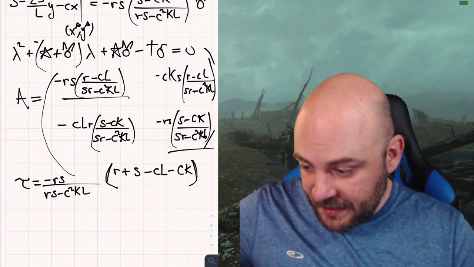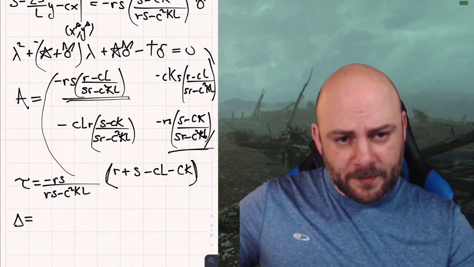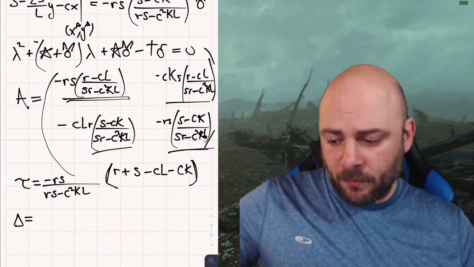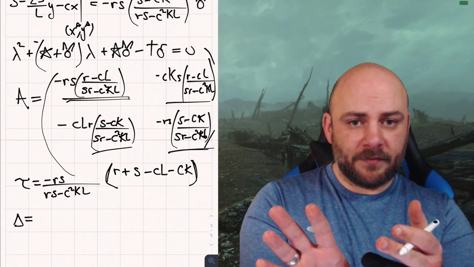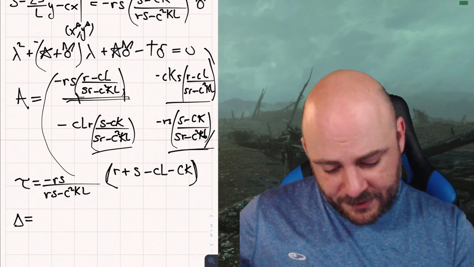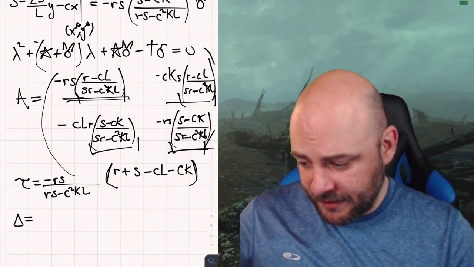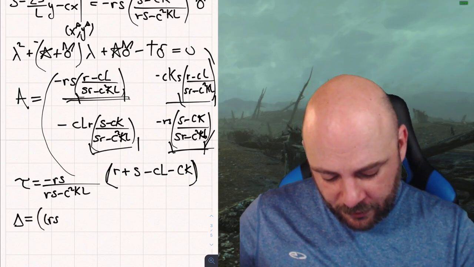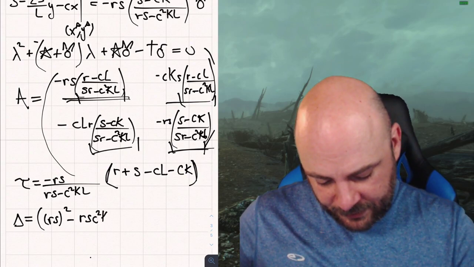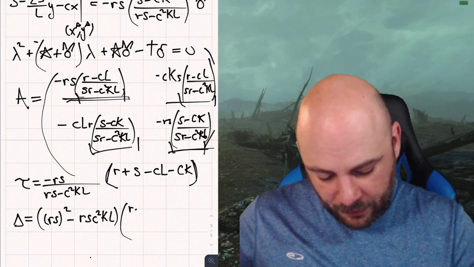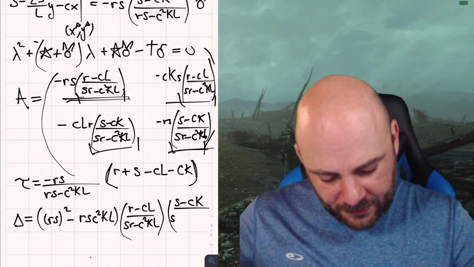Okay. The next part is the determinant, which is a little bit ugly, but I'm going to compute the determinant by multiplying the diagonal elements and then subtracting from that the product of the off-diagonal elements. I'm going to write it down in a way, so multiply them, come up with that expression of this minus this, and then factor out some common stuff. Because you'll notice my diagonal multiplication is going to have this times this, and my off diagonal multiplication is going to have the same thing. So we can do a little bit of factoring. All right, so pause it, then come back and see if you got the same thing. What you should get is RS squared minus RS C squared KL, times R minus CL over SR minus C squared KL times S minus CK divided by SR minus C squared KL.